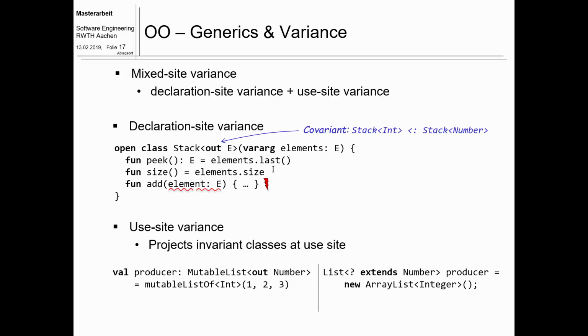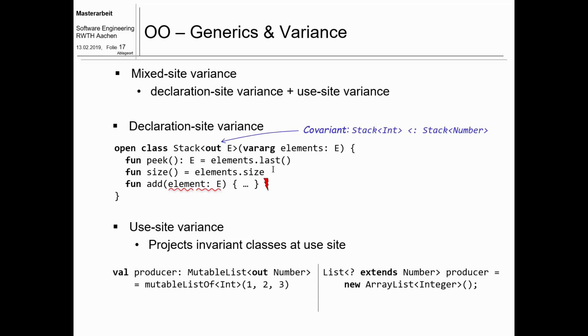Now the reverse is true for the in modifier. So we're going to see an example of this in a minute. But if we have in, that makes the class contravariant with respect to that type parameter. And that would then mean that, let's say our stack would be contravariant, then the other way around, a stack of number would be a subtype of a stack of int.